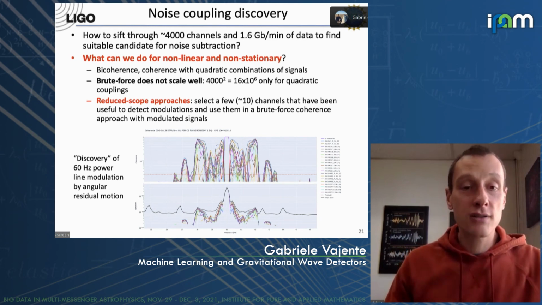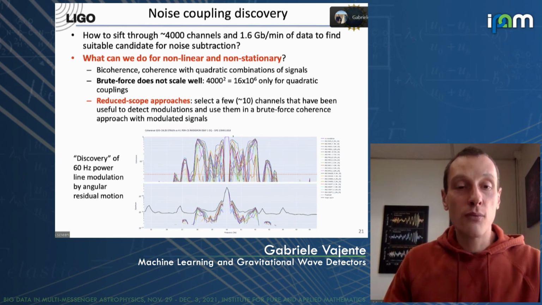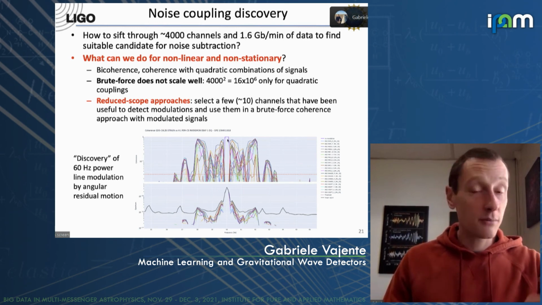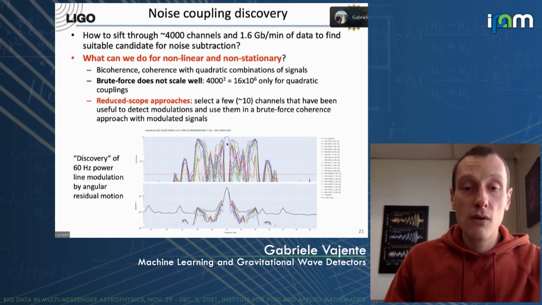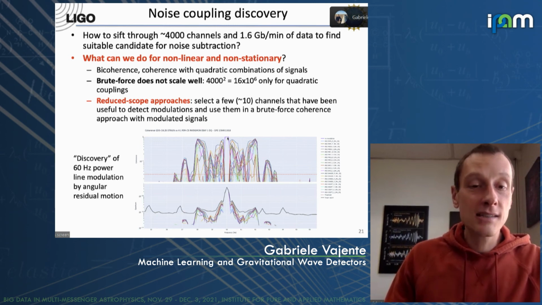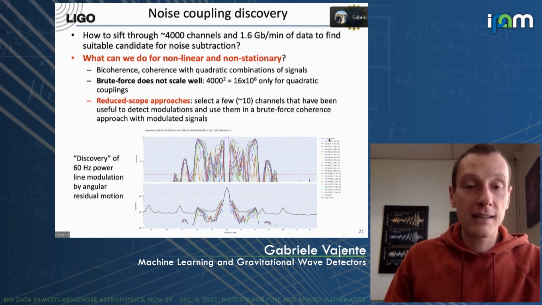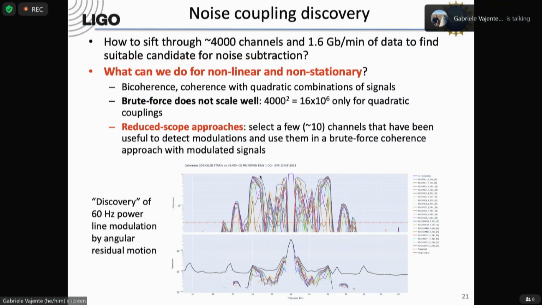And this plot here shows an example of how, if we had this tool at the time, we were looking at the 60 hertz subtracting noise around the 60 hertz harmonic, we would find that there is high coherence at 60 hertz with unmodulated channels. But if you modulate the power supply monitor with angular controls, you actually see coherence at the sidebands around it. And this predicts also that you could get rid of noise at those frequencies.